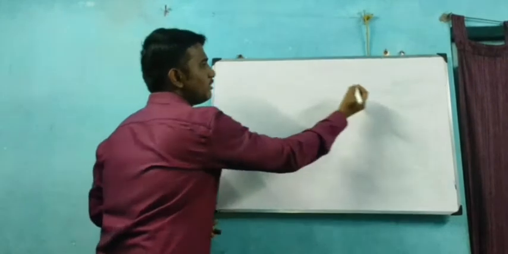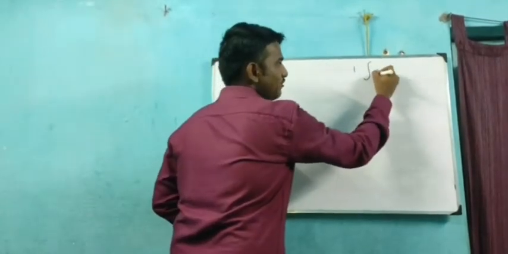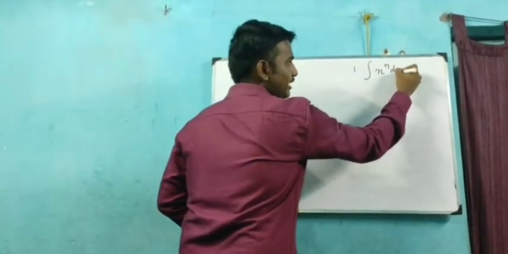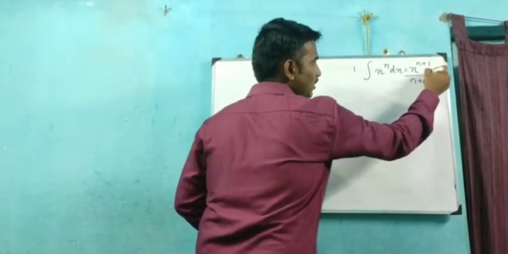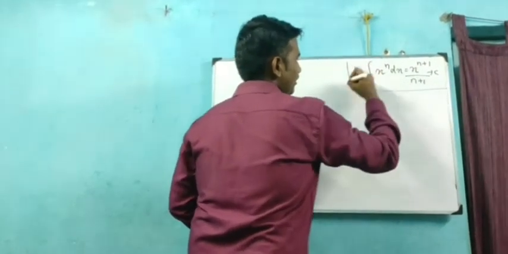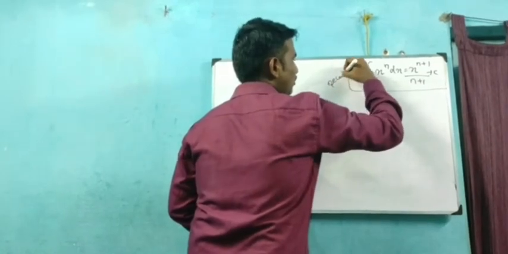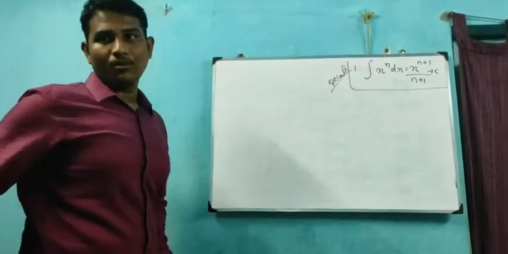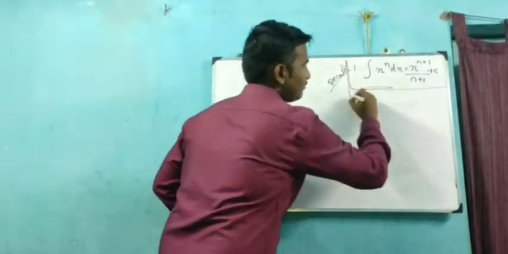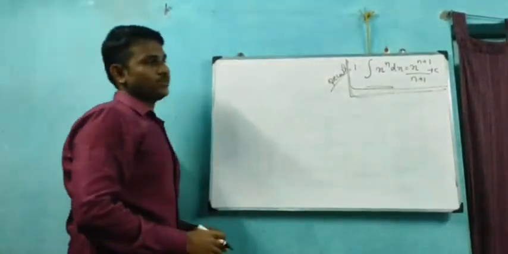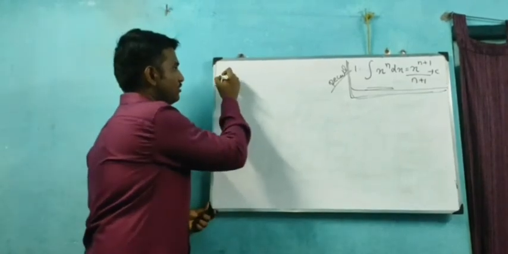So what is my first formula? Integration of x to the power n dx is equal to x power n plus 1 by n plus 1 plus c. Now we are going to solve some problems based on this formula. So I think this is enough, x power n dx. So first example.